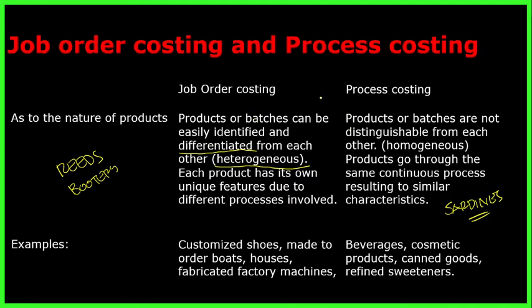And then meron din tayong tinatawag na hybrid, no? Kumbaga parang combination ng job order costing and process costing. But we'll talk about that soon. Importante as of this point out, alam natin yung difference ng dalawang ito. Okay, another difference, ito pa, mga examples, customized shoes, made to order boats, houses, fabricated factory machines, di ba? Specialized yan. Ito na, you have beverages, cosmetic products, canned goods, refined sweeteners. And of course, there are more.